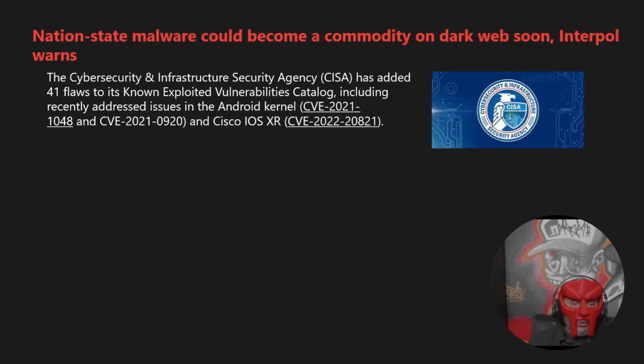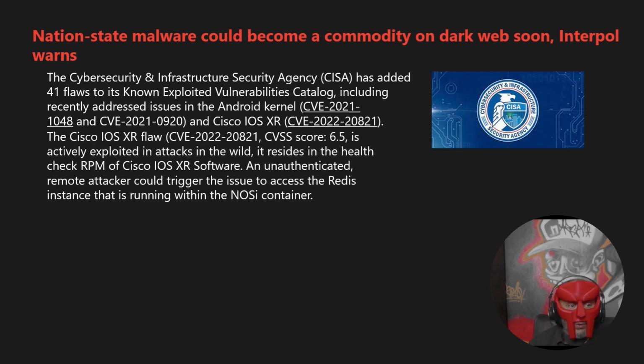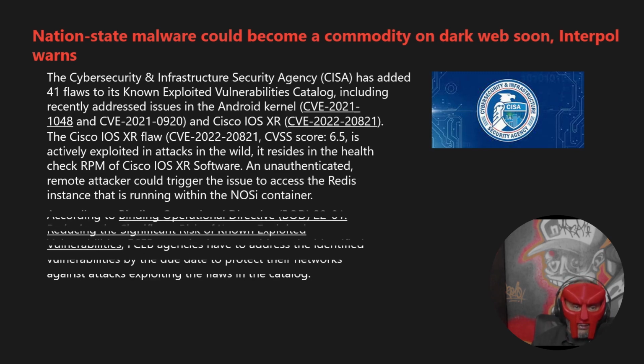The Cybersecurity and Infrastructure Security Agency has added 41 flaws to its Known Exploited Vulnerabilities catalog, including recently addressed issues in the Android kernel, CVE-2021-1048 and CVE-2021-0920, and Cisco IOS XR, which is CVE-2022-20821. The Cisco IOS XR flaw, CVE-2022-20821, CVSS score of 6.5, is actively exploited in attacks in the wild. It resides in the health check RPM of Cisco IOS XR software. An unauthenticated remote attacker could trigger the issue to access the Redis instance that is running within the NOSi container.